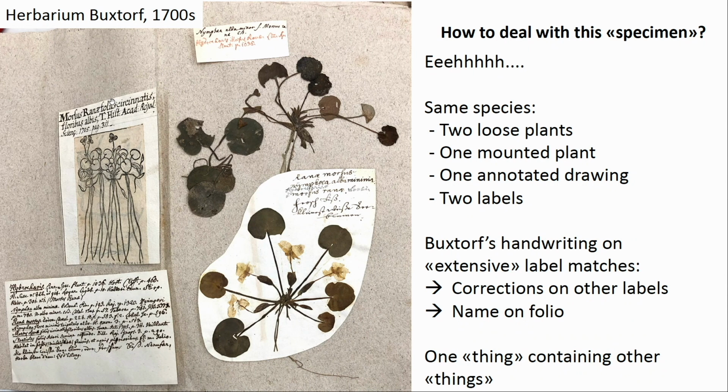However, in this collection of Buxtorf, there are many, many other specimens, and in fact, a typical single specimen looks like this. What do we have? We have two plants. We have one here. We have a drawing that's annotated with something. And we have another mounted plant with a label with corrections in the same handwriting. On the front side of this folio paper, you also see a correction. So this is one thing that contains other things. It's one folder of things that are clearly associated, one species, but it contains other things.